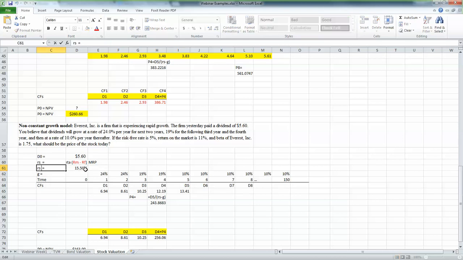RS equals beta times (RM minus RF). And this is also called MRP, market risk premium. RM minus RF is also market risk premium. So basically what I did here was, it's 5% plus beta is 1.75 times in parentheses 11%, which is a return on market RM, minus 5% risk-free rate. So when I do this equation, I get my discount rate 15.5%. That's the only difference here.